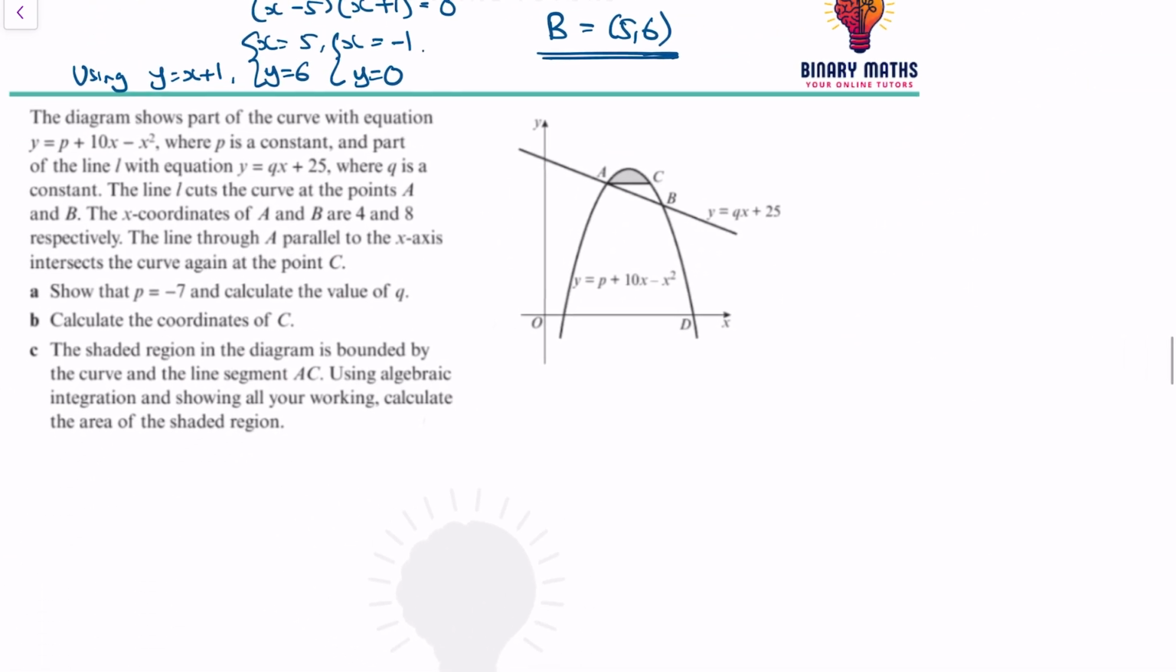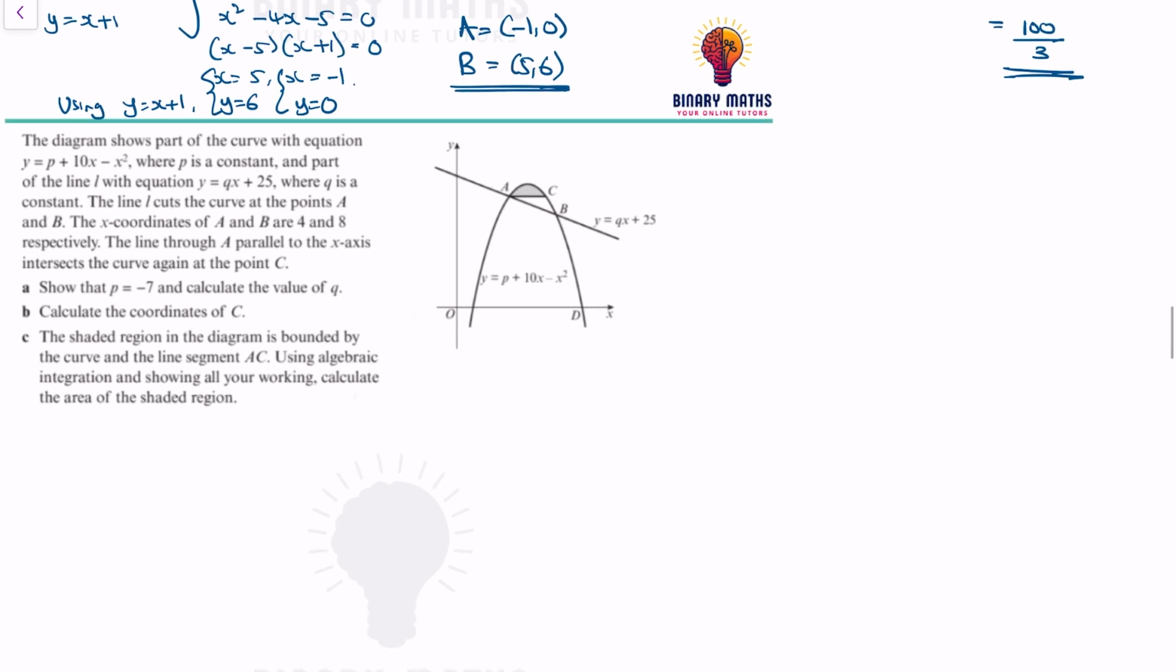Okay, last question that I'm going to go through. The diagram shows part of the curve with equation y is equal to p plus 10x minus x squared, where p is a constant, and part of the line L with equation y is equal to qx plus 25, where q is a constant. Again, two unknowns. The line L cuts the curve at the points A and B. The x-coordinate of A is 4, and the x-coordinate of B is 8.